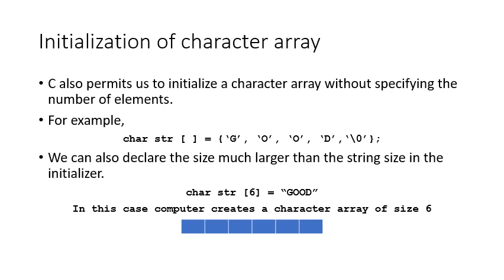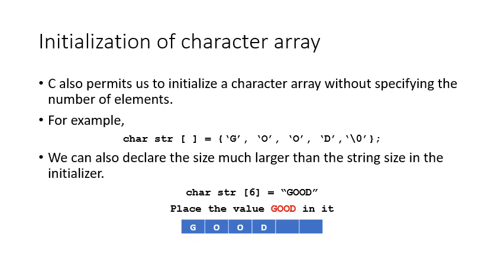Now, what will the system do next? The system will place the value "good" in it, because you mentioned that the value is good. Next, it will terminate it with a null character.